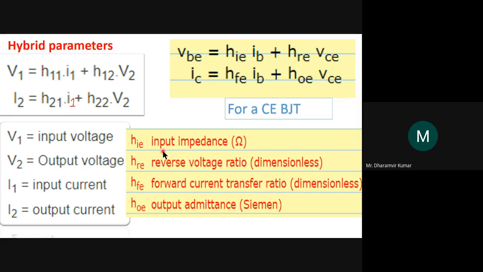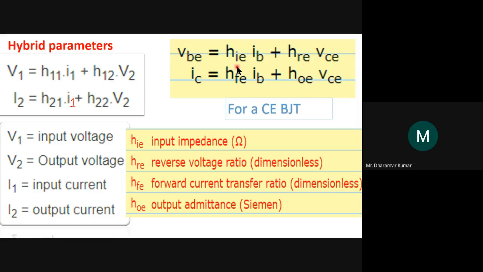HIE basically is the input impedance. Look here. We knew that H11 is the ratio of V1 by I1, so this has a unit of impedance. Since this is the ratio of V1 by I1, where V1 is the input voltage and I1 is the input current, this becomes the input side impedance. So that's why this is given the subscript I.